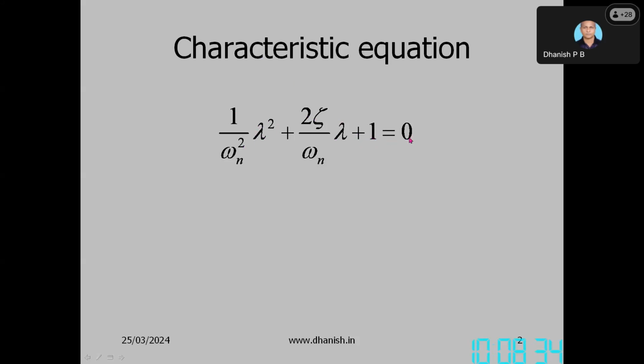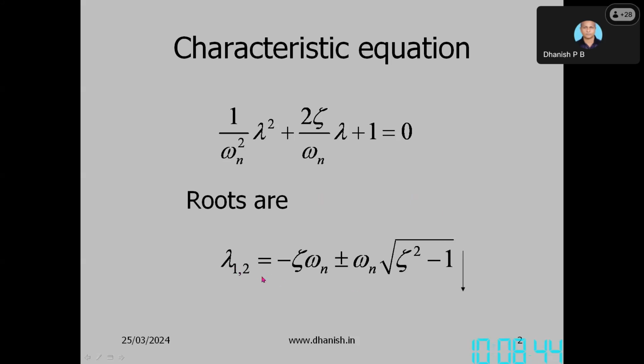Now the solution to the differential equation depends on the values of lambda in the characteristic equation. The roots are minus zeta omega n plus or minus omega n into root of zeta square minus 1. I hope you are familiar with this second order system, as you have studied in mathematics in detail how to solve this. Okay, so these are the roots.